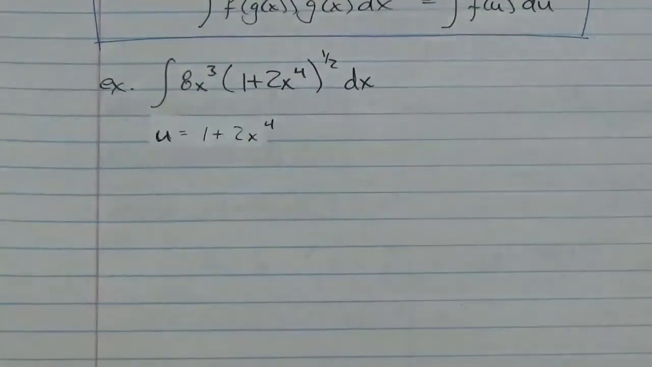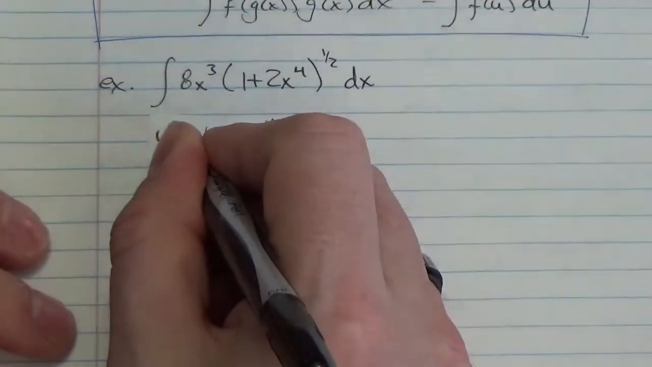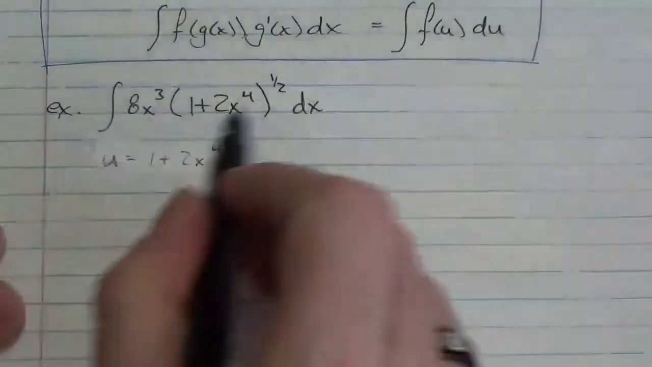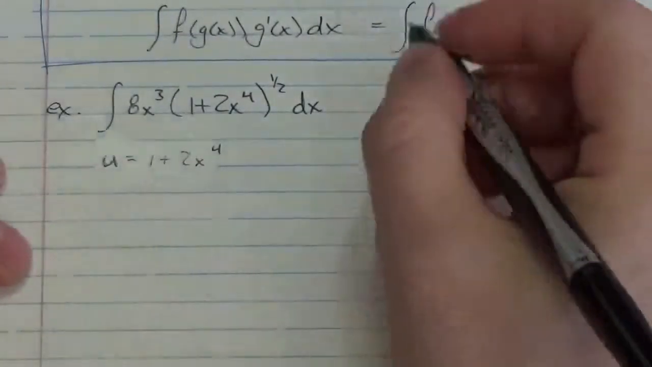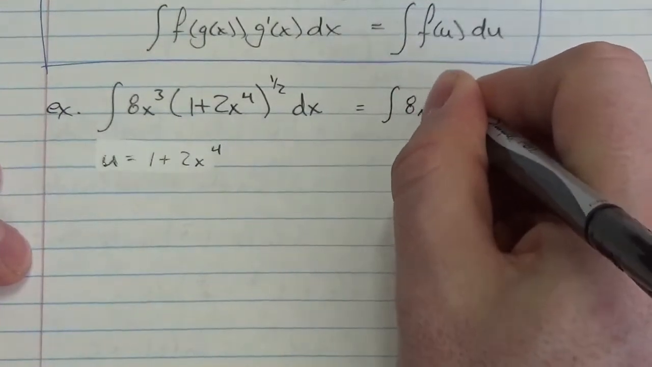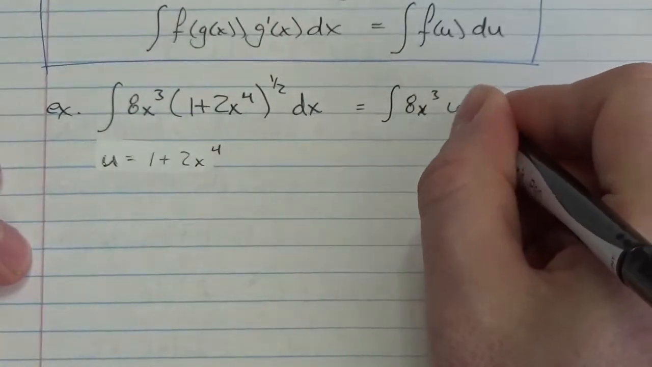Now, that is not always the way this works, but it is frequently the way this works. In fact, I will show you an example in a little bit where that is not actually the way you determine what the substitution should be. But in most cases, this is fine. So I want to rewrite this. Based on this particular substitution, this is going to become the integral of 8x cubed u to the 1/2 dx.